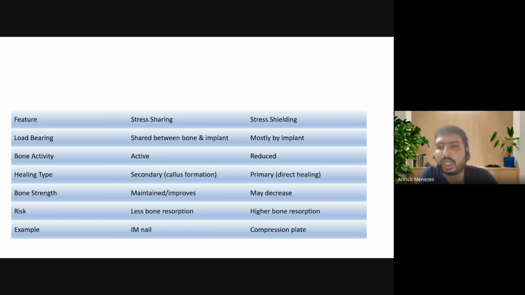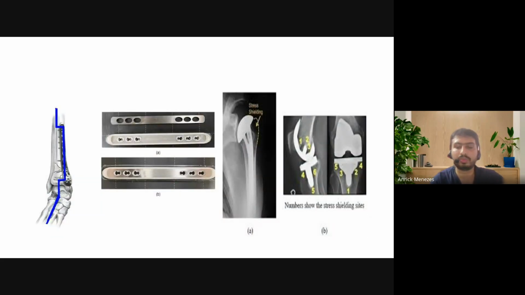So, coming to the quick difference. In stress sharing, load bearing is shared between bone and implant. In stress shielding, it is mostly by the implant. Bone activity is active in sharing because we are involving the bone, while in shielding it is mostly reduced. We can't say completely nil; sometimes there would be bone activity but reduced. Healing type in sharing is callus formation, while stress shielding is by direct healing. Bone strength is maintained or improved in sharing, while here it may decrease because you're not involving the bone and the load is fully put on the implant. Risk: less bone resorption in sharing, higher bone resorption here. Example: intramedullary nailing for sharing, and here compression plates.